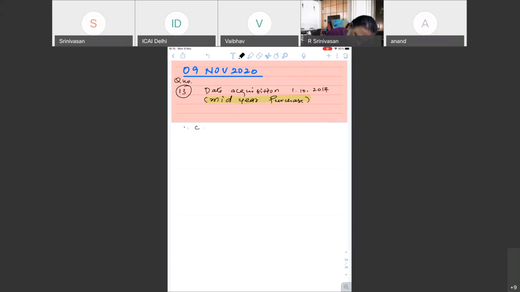First is the calculation of profit on 1/4/2017. How much was that? That we have to find out. Profit on 31st March 2018, how much have they given? This is other equity. For Q Limited they have given us 4,000 rupees.